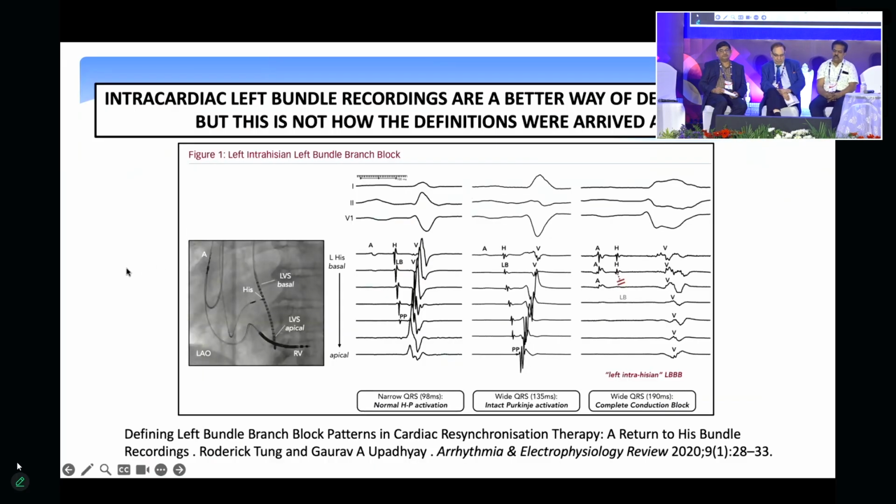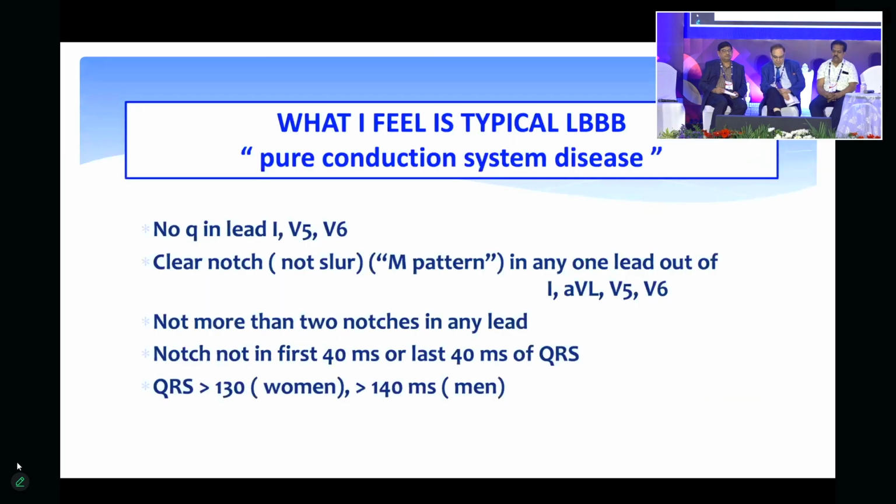Ideally, left bundle branch block should be defined like this, by intracardiac left bundle recordings. But unfortunately, for practical purposes, this is not how the definition of LBBB as we know it came about. It came from extrapolation from animal studies. So we still don't have one definition of LBBB.